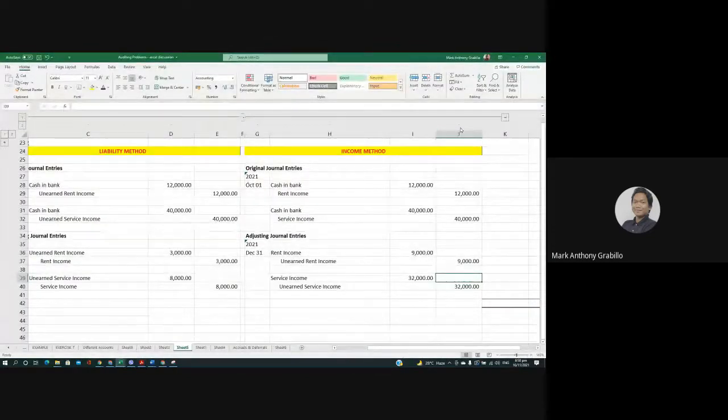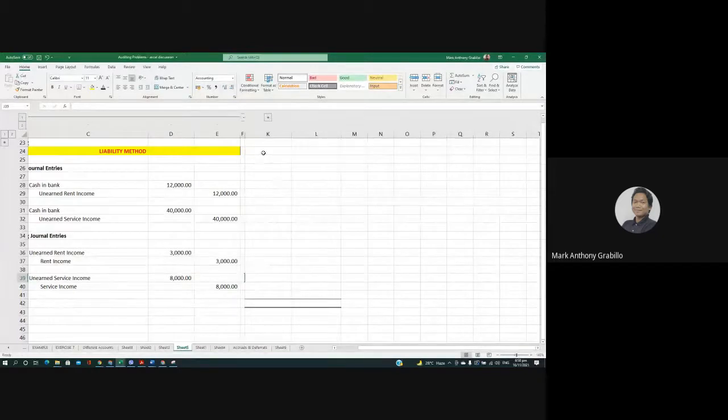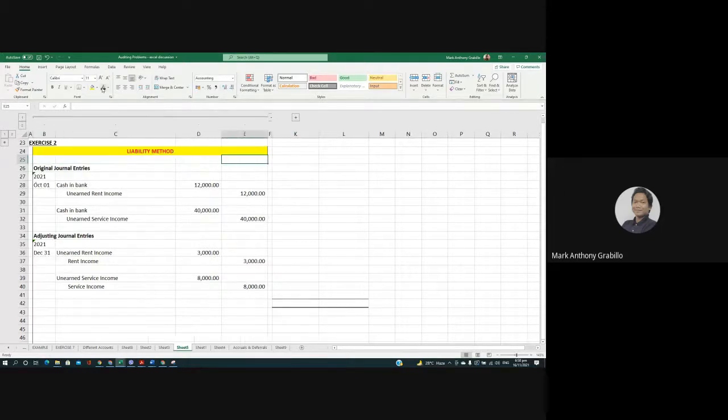So doon muna tayo sa liability method. Anong effect naman niya sa net income? So what will be the effect in the net income kapag hindi na-record itong unearned rent income, yung rent income na 3,000? Understated. Alright. So lagay ko lang dito, effect in net income. Lagay natin sa gitna. Okay, yan. So yung 3,000, understated ang net income.